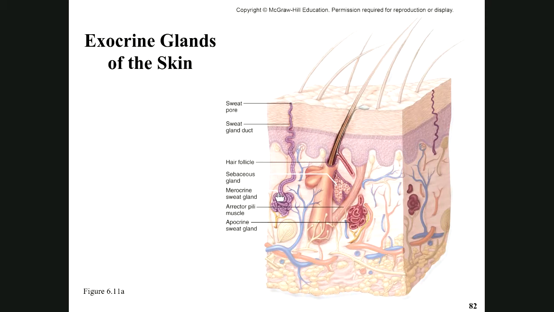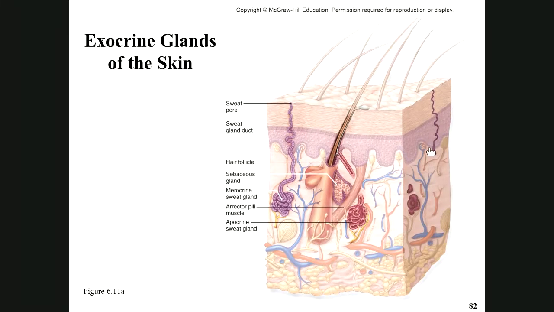You can see the merocrine sweat gland for thermoregulation in all parts of our body, and you can see the apocrine sweat gland, which we have in the axillary region and inguinal region, and like the sebaceous gland, they send their secretion to the hair follicle. So these are the different exocrine glands which we have in our skin.